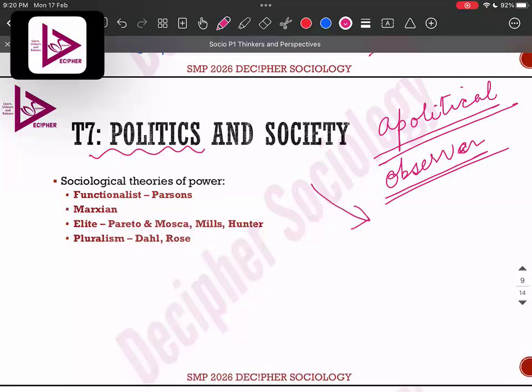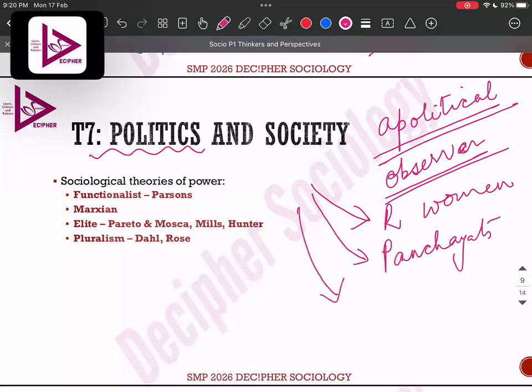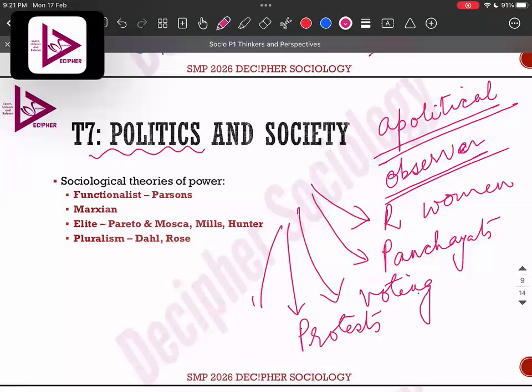whether some kind of reservation is there for women in the parliament, how far women are getting empowered in panchayats, how is voting right helping people, what about protests, what about Me Too movements. So social movement, protest, all these things will come under politics. And as a sociology student, you have to be observant about all these things which come into the news every now and then.